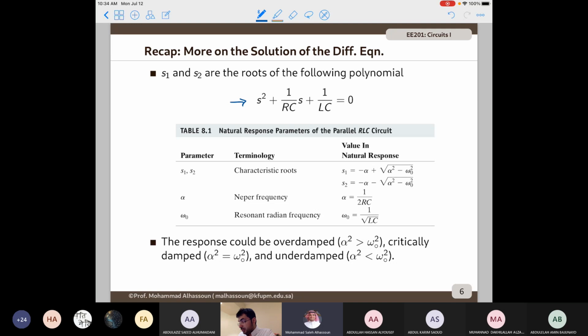Notice here, S1 and S2 could be complex, and this is the situation where we have an underdamped response. Alpha is less than omega naught. And it could be real, and of course it has to be negative, otherwise the system will not be physical. And this is the case where we have an overdamped response. And the last possible scenario is when you have one root with multiplicity of 2, meaning that S1 equals S2, and this is called the critically damped response.